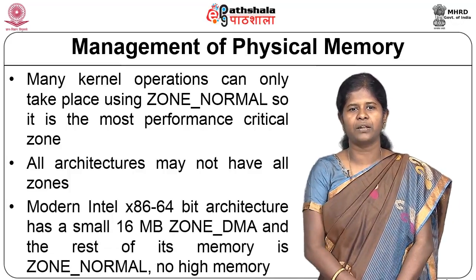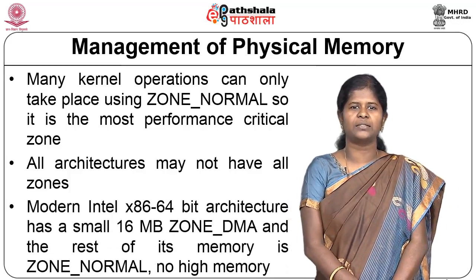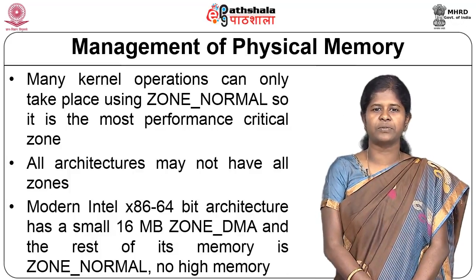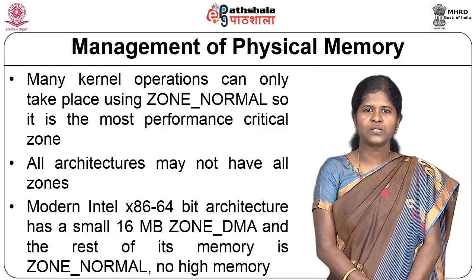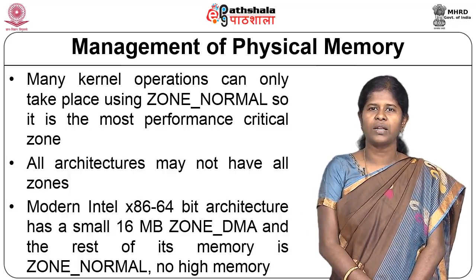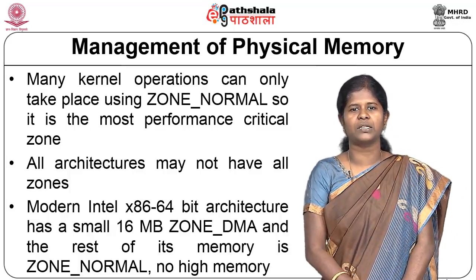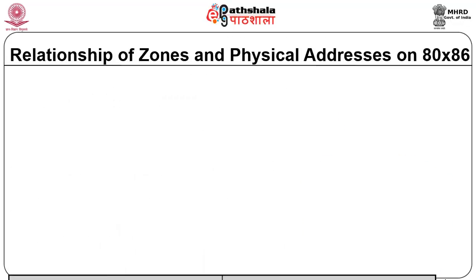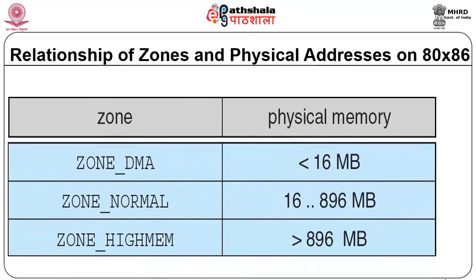For example, look at this modern Intel x86 64-bit architecture. It has a small 16 MB zone DMA, but the rest of its memory is called zone normal. There is no high memory in this particular architecture. Look at this example of Intel x86 32-bit architecture.